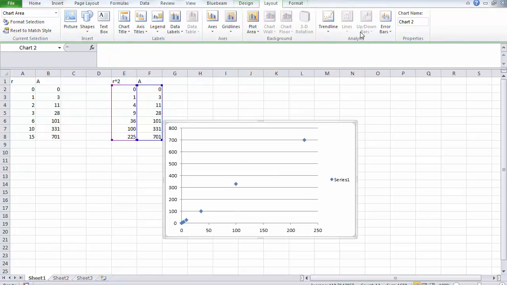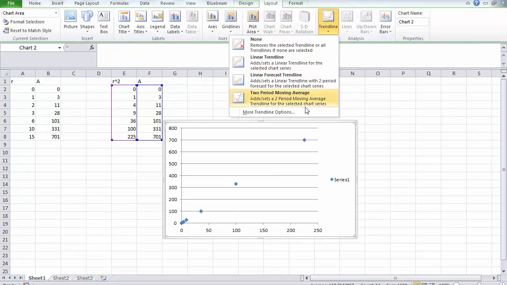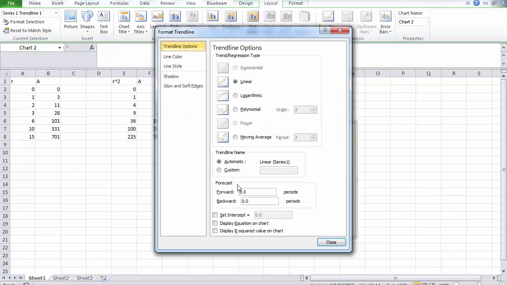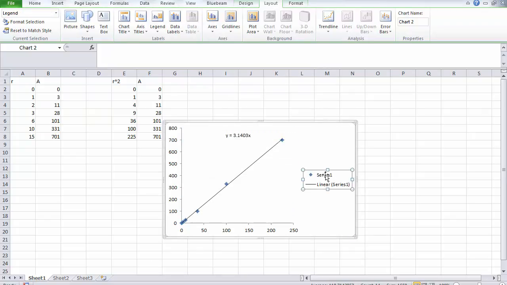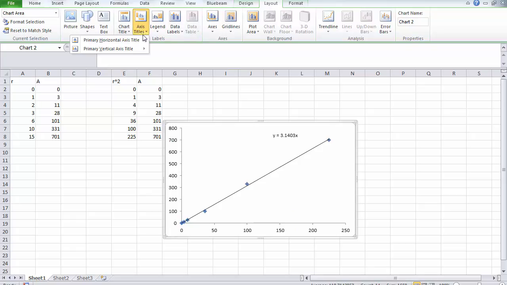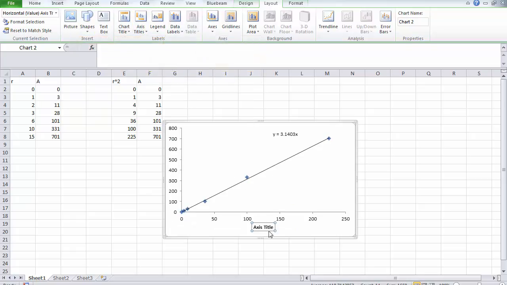And then you do all your things to make sure this is a nice graph. Okay, you put a line of best fit through 0, 0, display equation on chart, close. Okay, now we can get rid of this, we can get rid of that. Our axis titles. So this is just quickly. Now this is not R. Our X value is R squared.